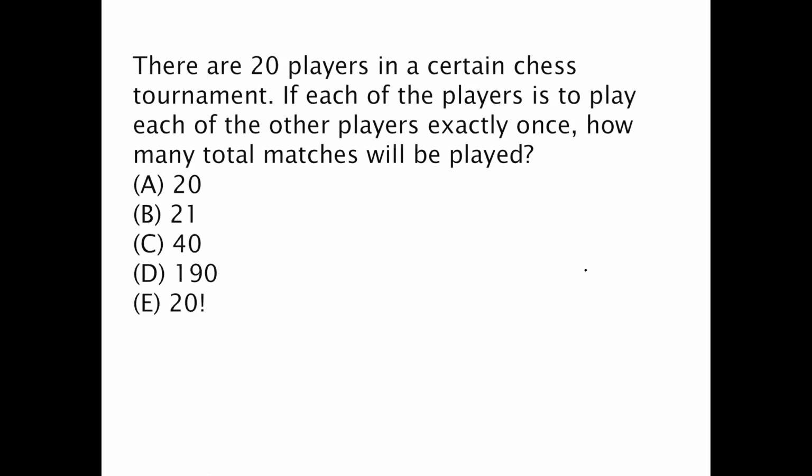Okay, so it says there are 20 players in a tournament, and if each of the players is to play each of the other players exactly once, how many total matches would be played? To play a match, you need 2 players, right? So you'll have 2 slots. First, you can pick any of 20 players. Then you can pick any of 19 players. But it doesn't matter if A is playing B or B is playing A, so the order doesn't matter. So the answer is 190. Okay, let's move on.